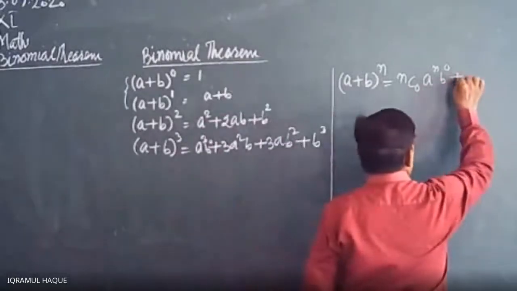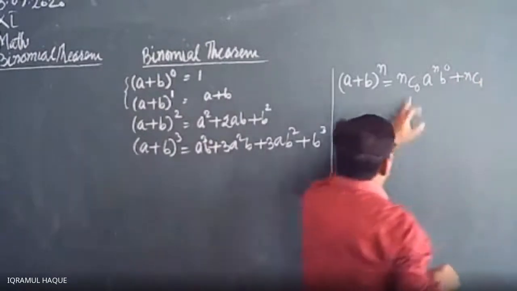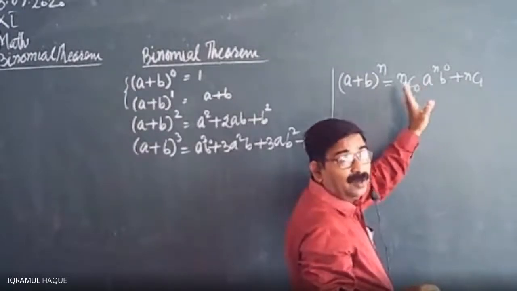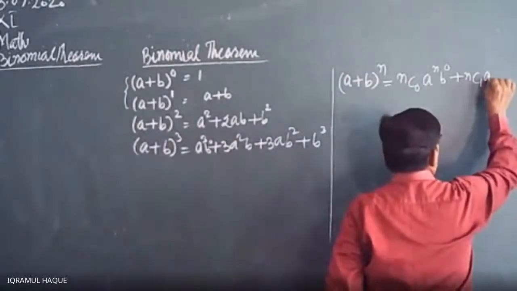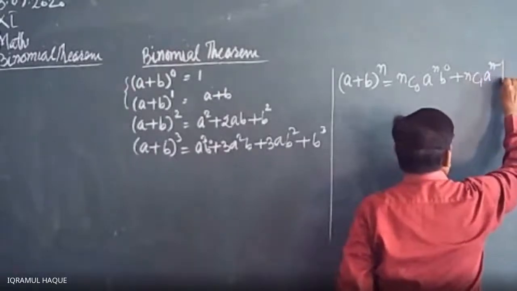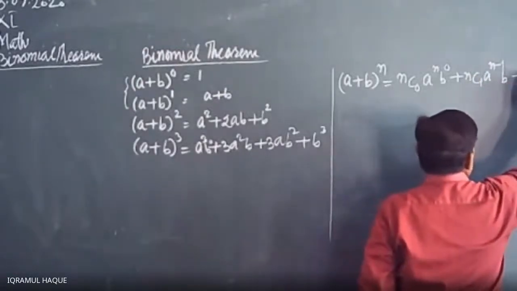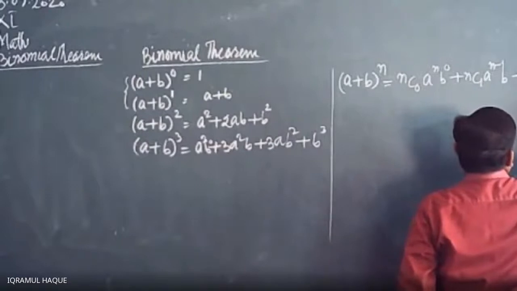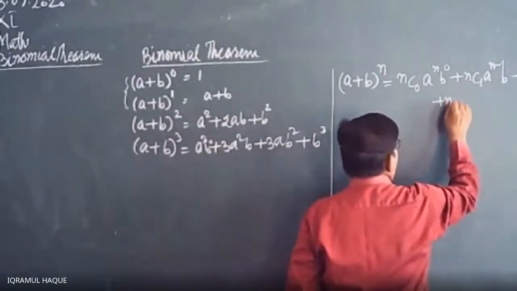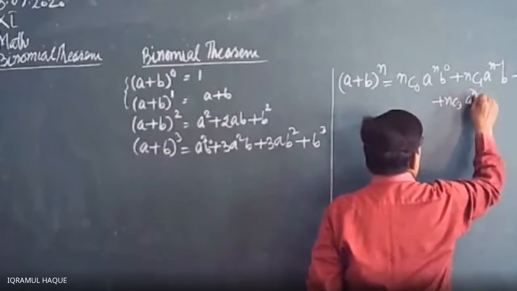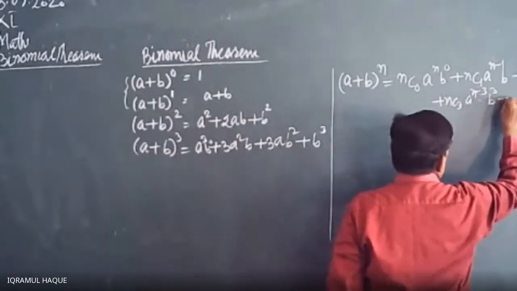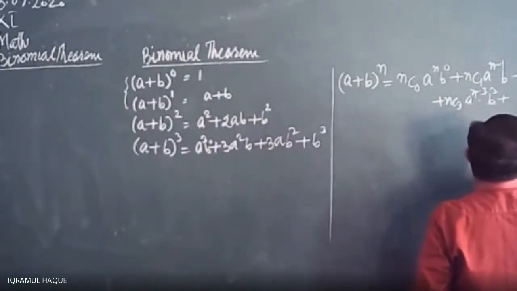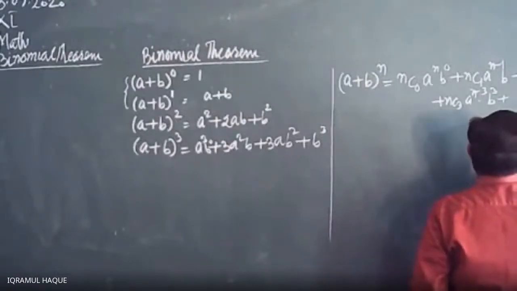Now plus nC1, this will increase, and a is having maximum power. Now this will decrease. So we have a to the power n minus 1 and b to the power 1, plus nC2, a to the power n minus 2 and b to the power 2, plus nC3, a to the power n minus 3 into b to the power 3, plus so on. Last term is nCn and a to the power 0, b to the power n.